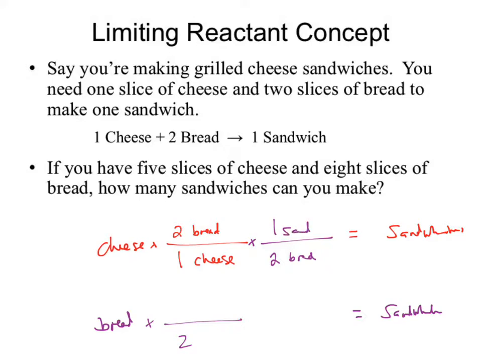Yes. Okay. What would happen with your units? The cheese would cancel out and the bread would cancel out and you would have sandwiches. So what is our numerical answer? 1. Didn't we say the numerical answer was 4? I tried it another way, I got like 1 and a quarter. What are we missing?